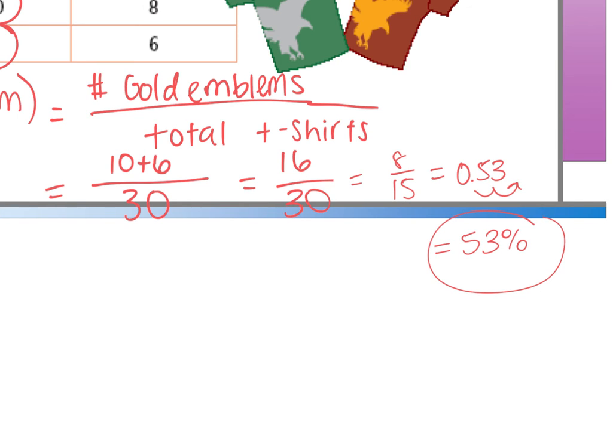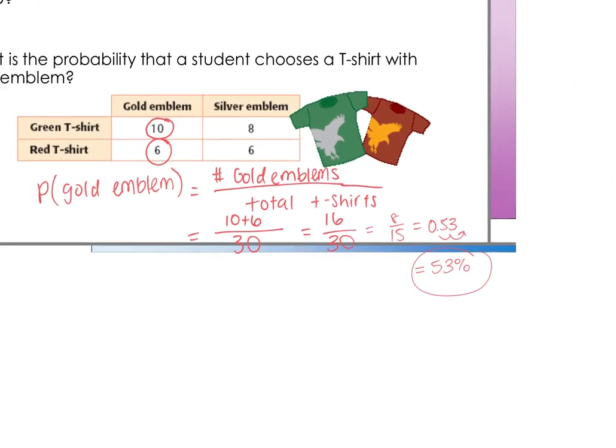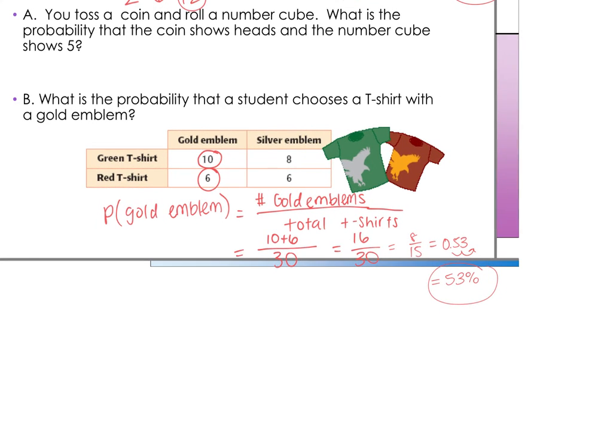Are we always rounding it to a whole number? It'll tell you, okay? If it doesn't, I don't really mind if you round it to a whole percentage or the tens place, okay? I'm not picky about what we round to unless the question specifies, all right? Questions?